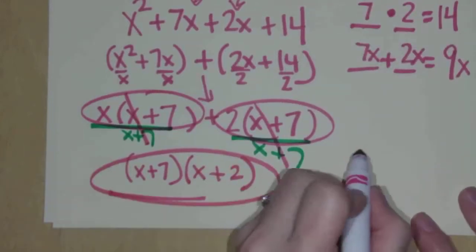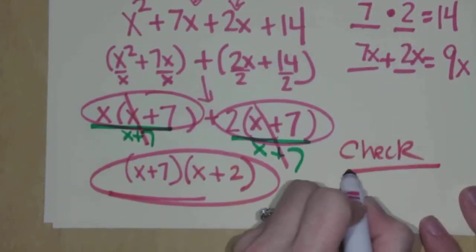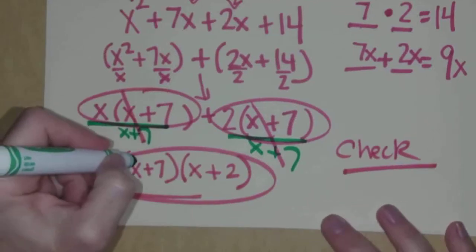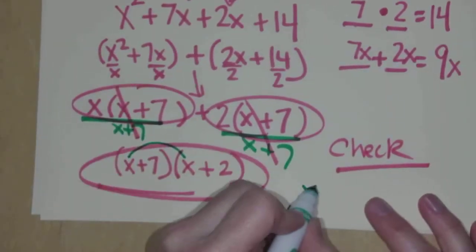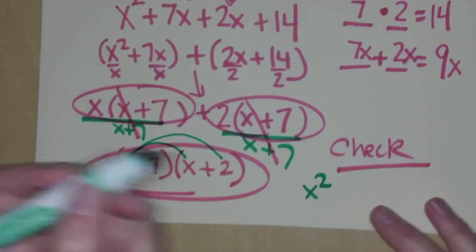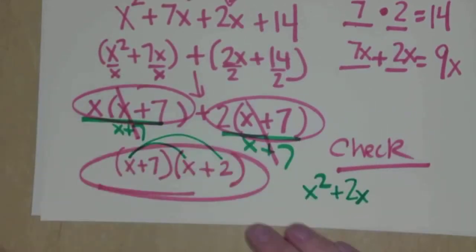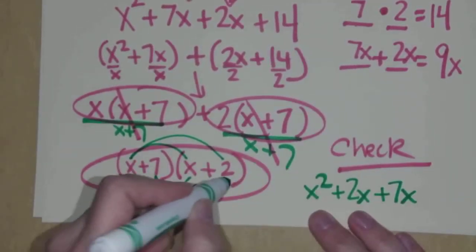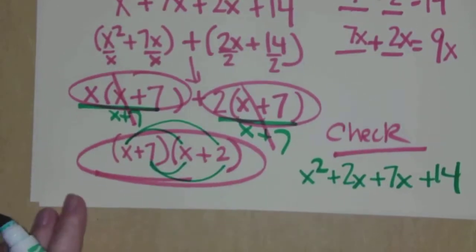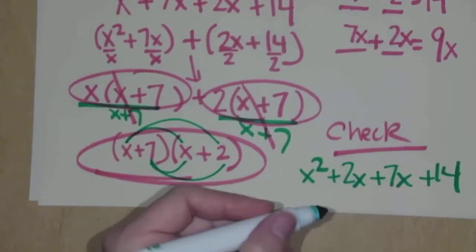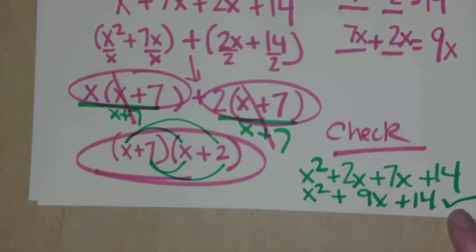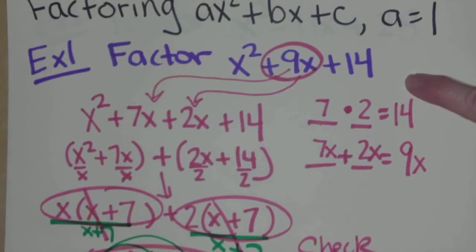If you want to check your work, here's how you do it. You just multiply these two binomials back together. We take x times x, that's x squared, and x times 2, that's 2x, 7 times x, 7x, 7 times 2, 14. Now if you combine these like terms, you're right back to x squared plus 9x plus 14, which is a good check because that's what we started with.